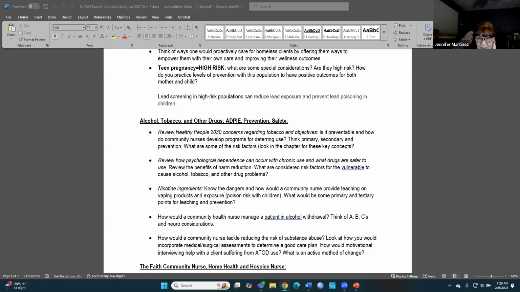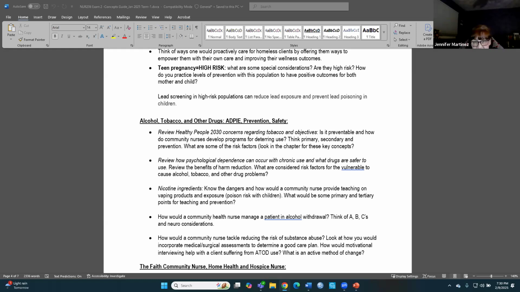Or even caffeine. How many of us drink a lot of caffeine during the day, whether it's coffee or energy drinks, that kind of thing? Caffeine's a drug. It can still have negative effects on your body as well. It's just looking at healthy lifestyles when we're dealing with alcohol, tobacco, and drugs.